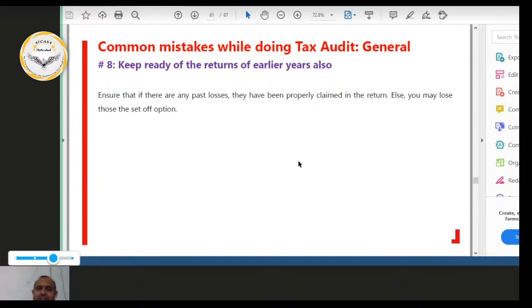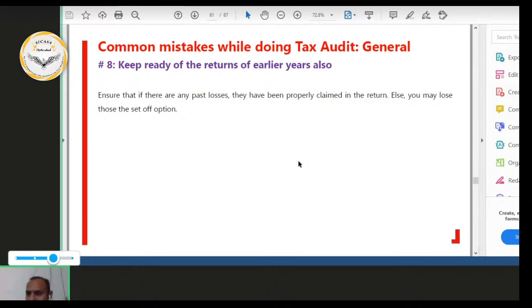Then keep the returns of earlier years also. Sir, why is it required? For the simple reason that last year there may not be any losses, but even prior to that year there are losses. So those losses are to be brought forward, carried forward, to examine.